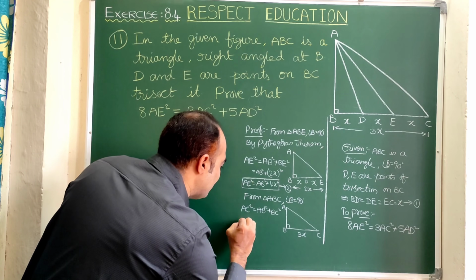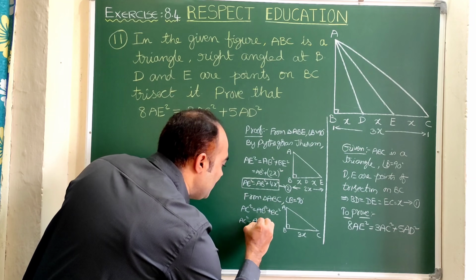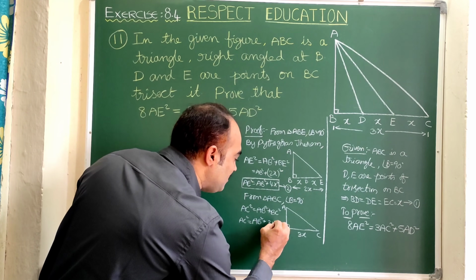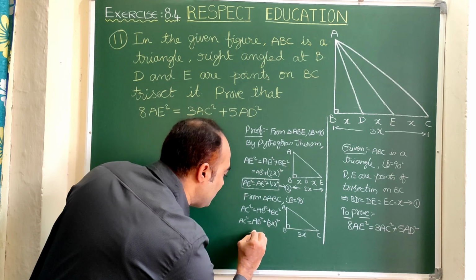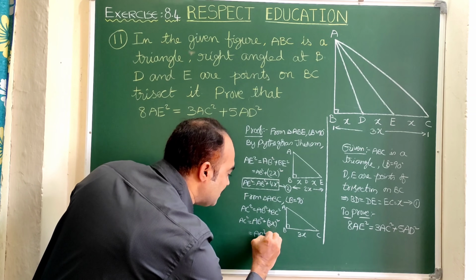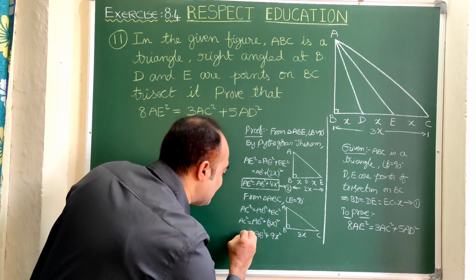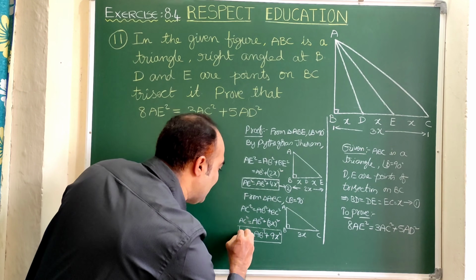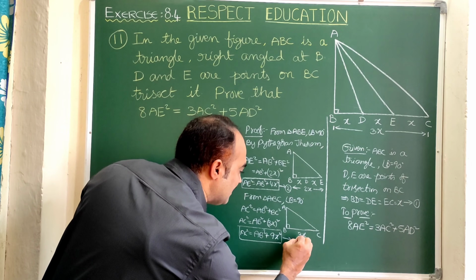So this AC square will be AB square plus, in place of BC, we write 3x. So BC square means 3x whole square. So it can be written as AB square plus 3 square is 9, this is x square. So AC square is equal to AB square plus 9x square. Let us consider this as equation number 3.